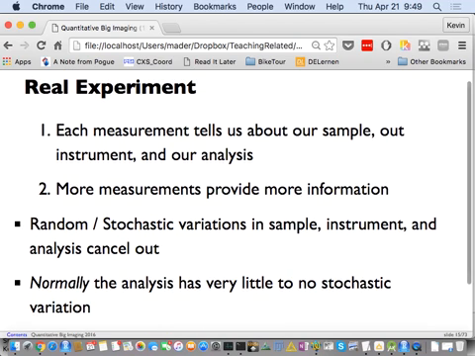So if we look at what this actually means for a real experiment, each measurement tells us something about your sample, instrument, and analysis. All of those things are packaged together. You can't really remove a single piece of that information. And more measurements provide more information. So if we have lots of random stochastic variations in instrument and analysis, more and more measurements will cause these variations to cancel out or reduce overall.